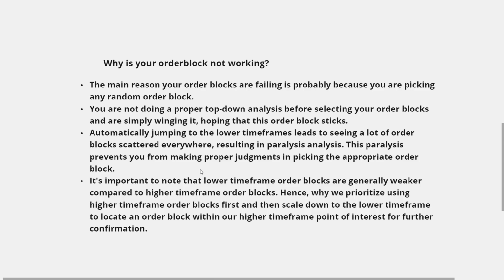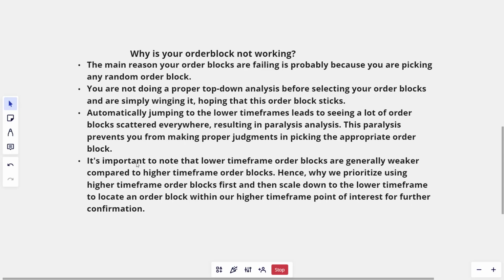And then the last reason is, it's important to note that lower time frame order blocks are generally weaker compared to higher time frame order blocks. Hence why we prioritize using the higher time frame order blocks first, and then we scale down to the lower time frames to locate an order block within our higher time frame point of interest for further confirmation. So that's why we do our top-down analysis. We pick our order blocks from the higher time frames, our strong order blocks, and then we scale down to the lower time frames once price reaches them, and then we do our confirmation.